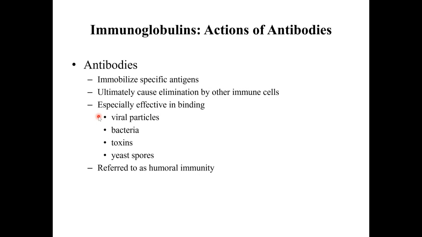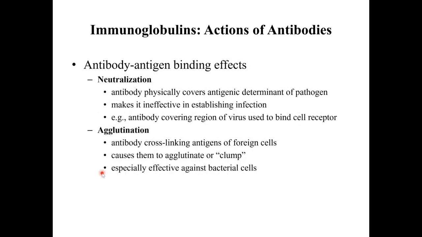Here's an example of a toxic chemical. You get snake bit, and you get rushed to the hospital, and you get the antivenin. And the antivenin is produced. It's antibodies that are produced to bind to that particular toxic chemical. Yeast spores. These spores are pretty small too, as far as eukaryotic cells go. And of course, this is humoral immunity. How do they do this?